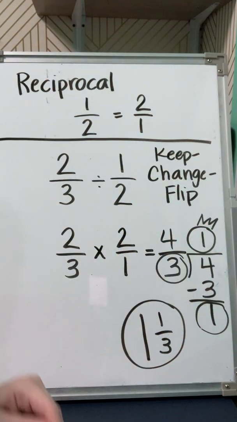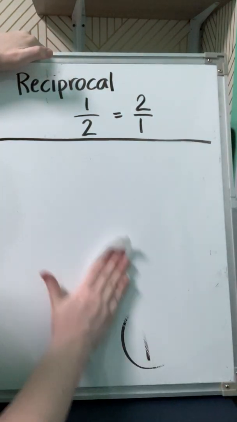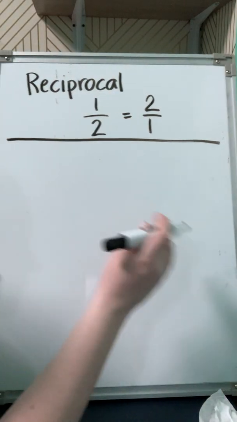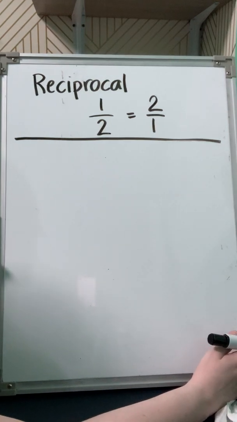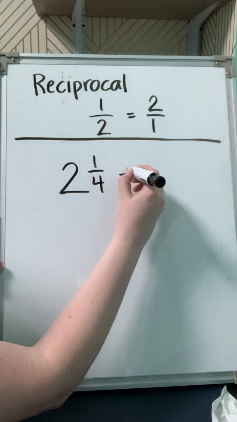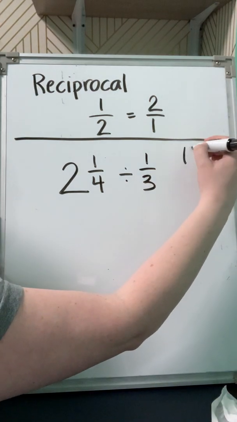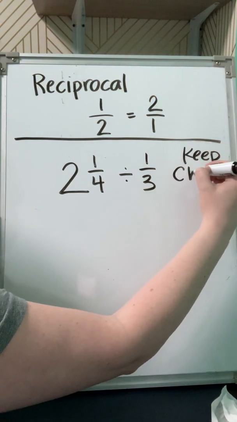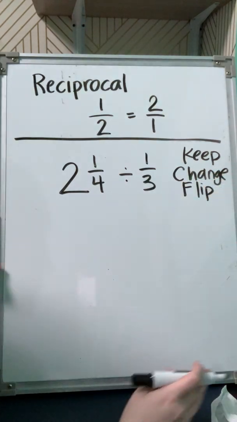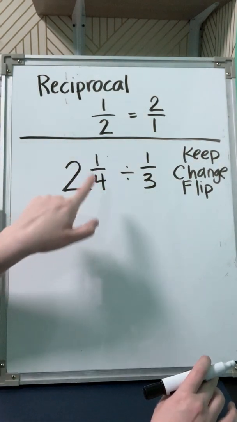Let's do one more example. Okay, let's do a mixed number example for this one, because it's really just the exact same thing, right? We just have an extra step, and I'll show you what I mean. So let's say we were going to do 2 1/4 divided by 1/3. Okay, so it's the exact same thing. We're going to keep, change, flip. Keep, change, flip, right? So really all we have to do in this case is we can't really work with a mixed number right off the bat.